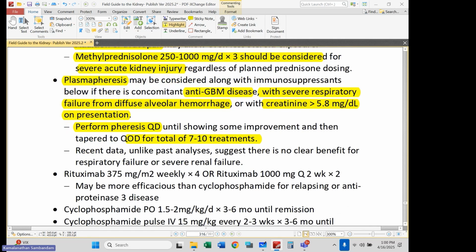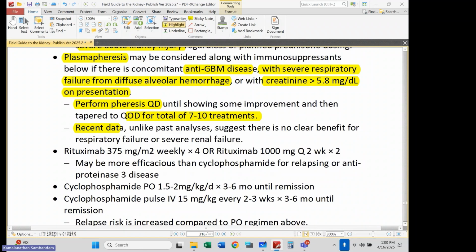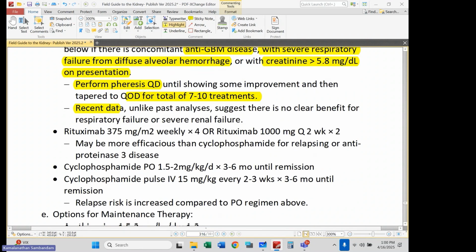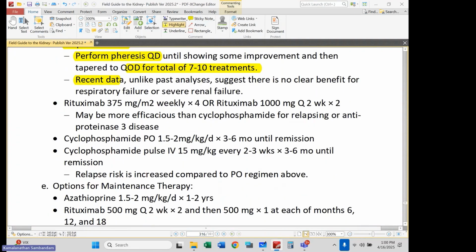And I mentioned, again, this recent data is invoking the PEXIVAS study, okay, where even with severe renal failure and respiratory failure, there's not clear evidence of benefit.